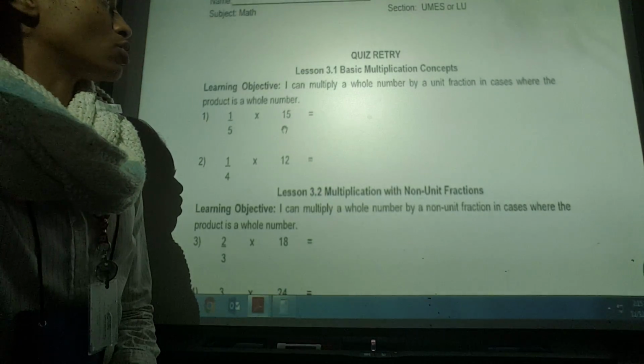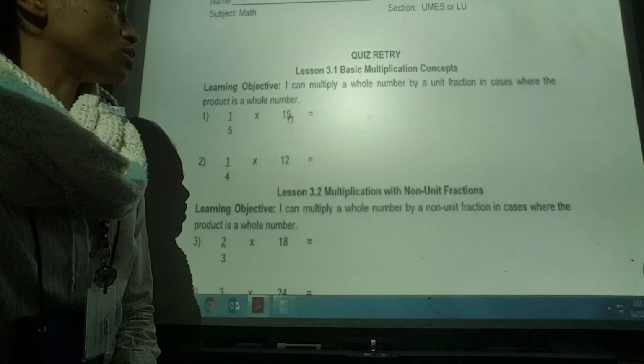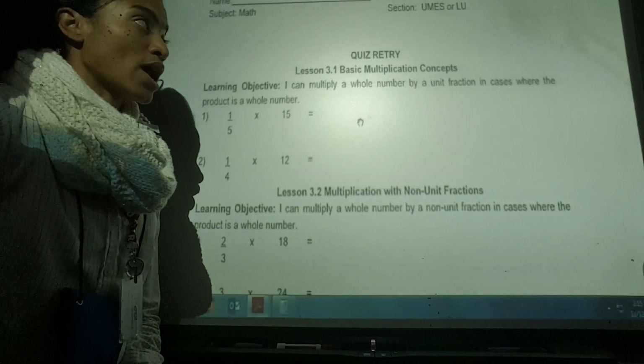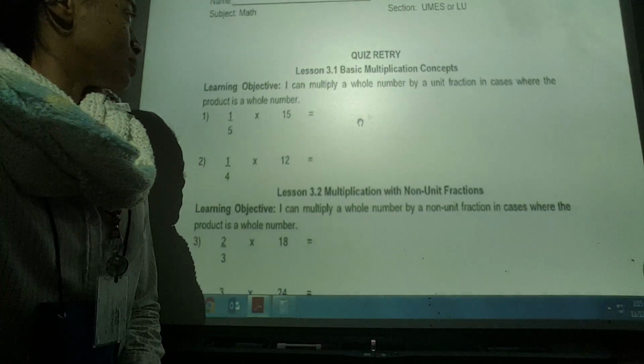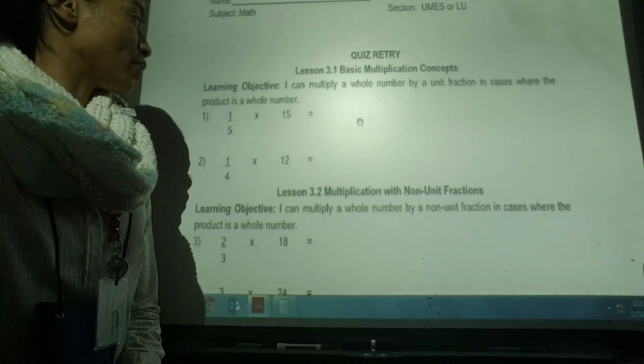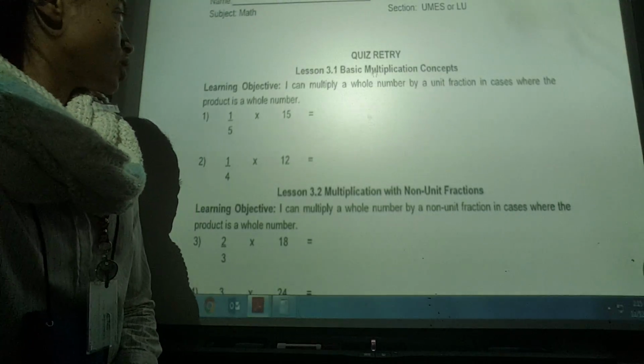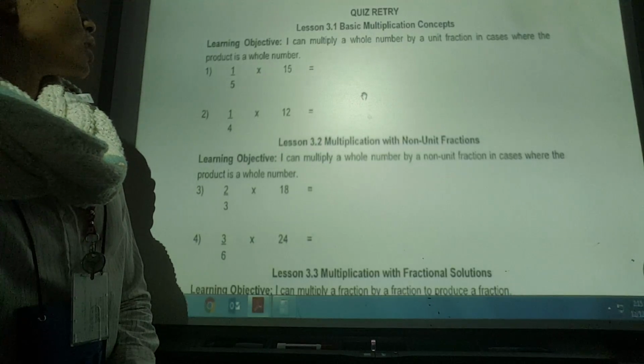We took a quiz on Friday and I gave the students an opportunity to retry the same learning objectives on a new quiz today to see if they could improve their score. And so let's get started.